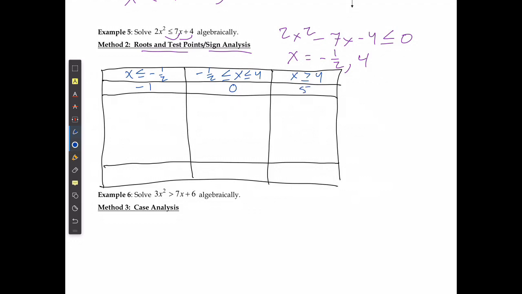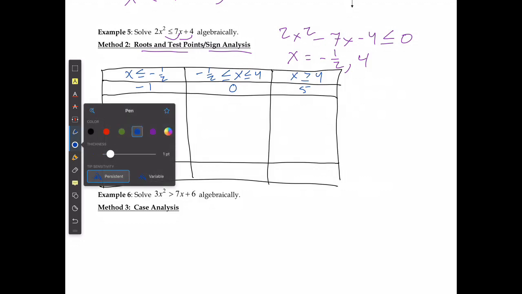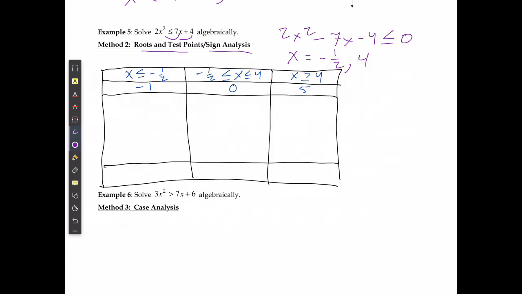Just remember, I can't pick a point that is actually included. I couldn't pick 4, and I couldn't pick negative 1 over 2. All right, so now I'm going to substitute it in to see if it works. 2 times negative 1 squared is less than or equal to 7 times negative 1 plus 4. Negative 1 squared is just going to be 1, so that's just going to wind up being 2 is less than or equal to negative 7 plus 4. 2 is less than or equal to negative 3. That is false.